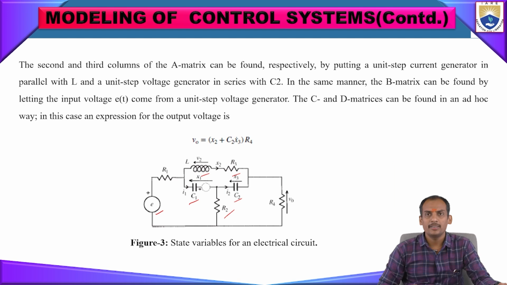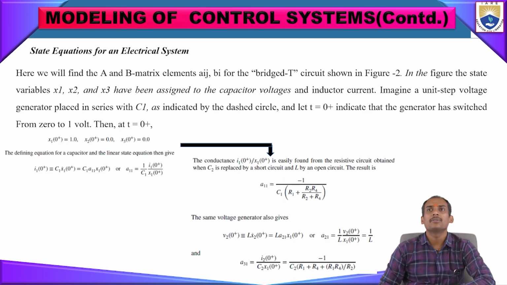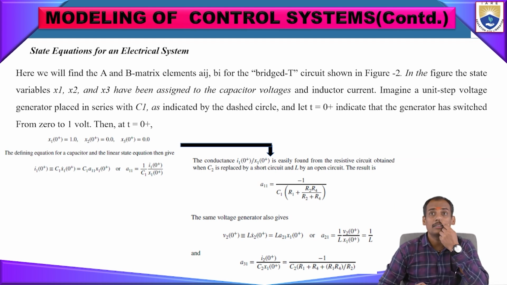If you see here, the circuit has been given. In the figure, the state variables x1, x2, x3 have been assigned to the capacitor voltages and inductor current. Imagine a unit step voltage is applied. The generator is placed in series with C1, as indicated by the dashed circuit, and let this be at time zero plus.